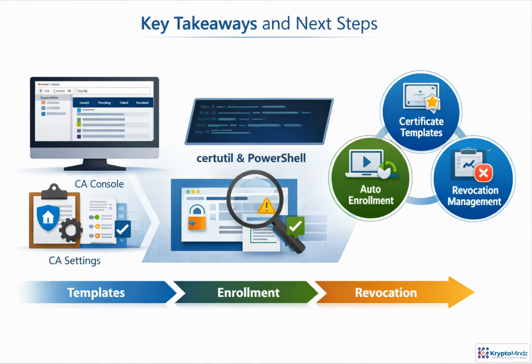You've now seen how to operate a CA day-to-day, watching activity in the console, tuning core properties, and using certutil and PowerShell to verify and troubleshoot. In the next module, we'll build on this by designing and managing certificate templates that drive enrollment, auto-enrollment, and revocation behavior.